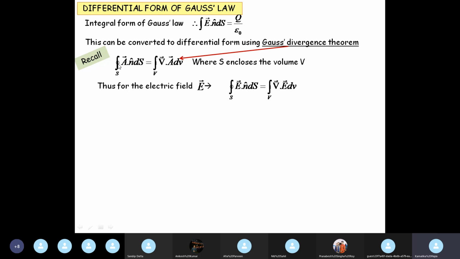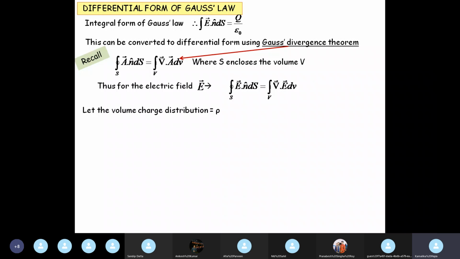Again, I want you to recall that when we put a circle over the integration sign, it means that we are performing a closed surface integral. The surface is closed, as in a sphere or a cube or an ellipsoid. So it's a closed surface, not an open surface. So the closed surface integral of E dot n cap dS is equal to the volume integral of the divergence of E dV.